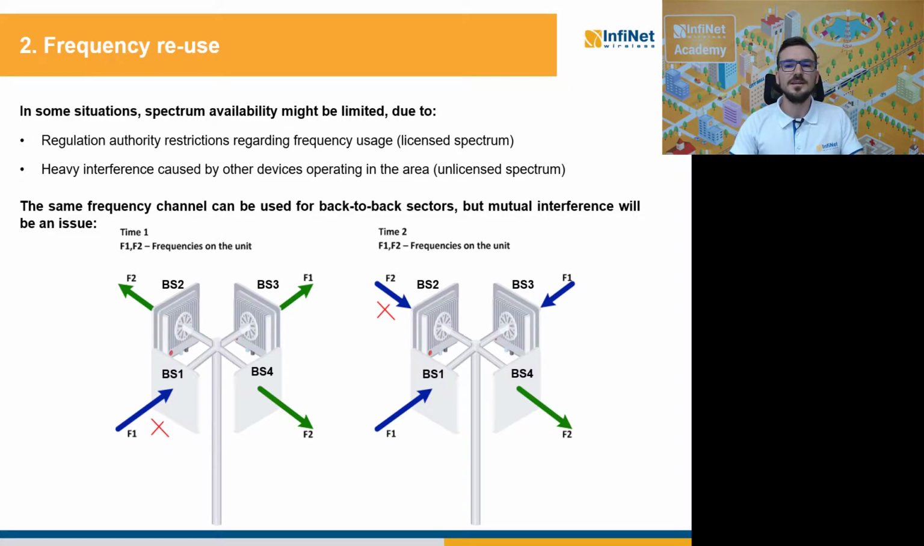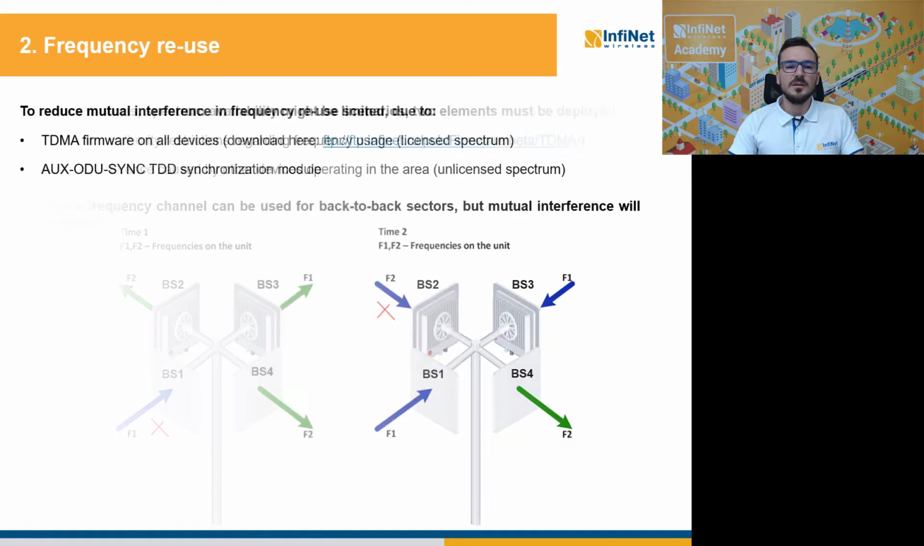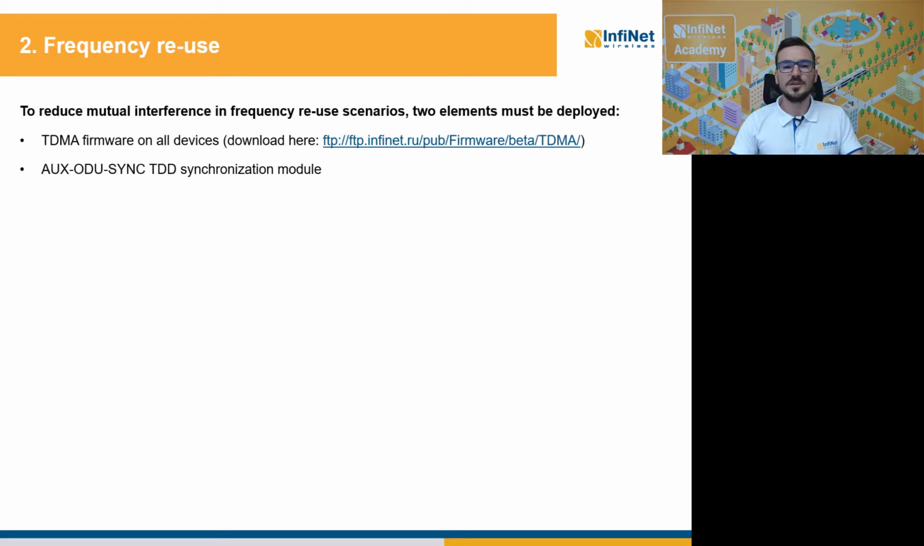So basically the issue is that at certain points in time, some of the sectors are transmitting and others are receiving data from their subscribers. Fortunately, there is a solution to this problem, and it involves deploying 2 key elements. First, the TDMA-based firmware must be installed on all Infinet units. TDMA is a medium access method that relies on fixed time slots for each subscriber.